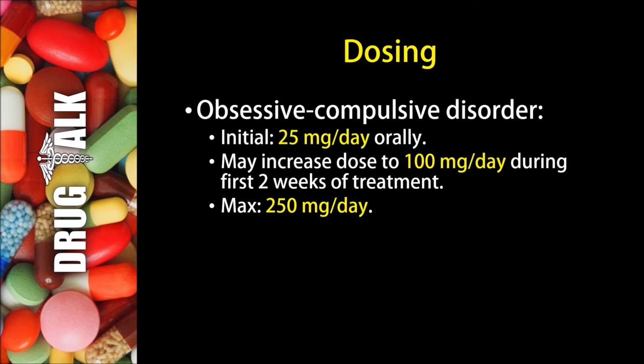What about dosing with clomipramine? When it's being used in obsessive compulsive disorder, the initial dose would typically be 25 milligrams per day given orally. They may increase the dose to 100 milligrams per day during the first 2 weeks of treatment, and the maximum dose would be 250 milligrams per day.